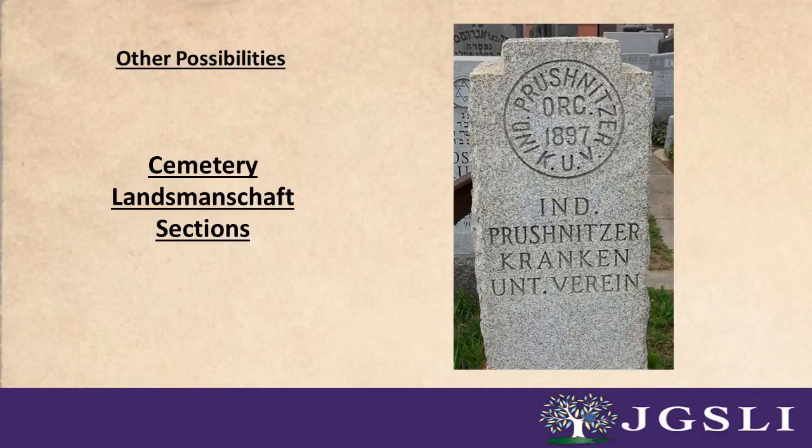Number 7. Cemetery Landsmannschaft sections. Another possibility involves Landsmannschaft sections in large cemeteries. These are sections where groups of people from the same town in the old country got together and created a social group. One of the benefits of membership was that you could purchase a burial plot from the society within their section. If your ancestor is buried in one of these sections, it may be a clue as to the town where they came from.